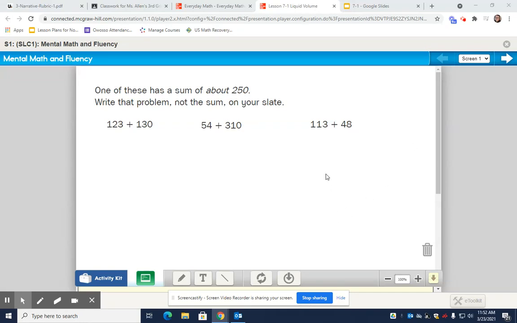Today, ladies and gentlemen, we are beginning our new unit. This is Unit 7, and today our Lesson 1 in Unit 7 is called Liquid Volume. To begin our lesson, we're going to do our mental math and fluency. So you might want to get a piece of paper. We're going to make some estimations here.